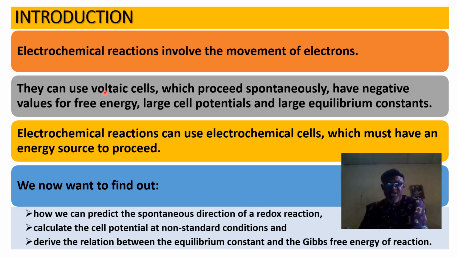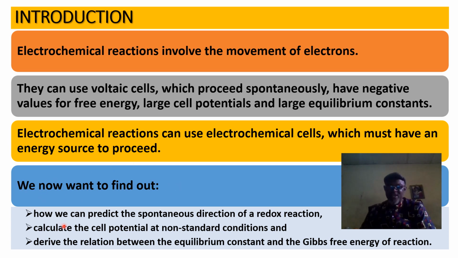Introduction. Electrochemical reactions involve the movement of electrons. They can use voltaic cells, which proceed spontaneously, have negative values of free energy, large cell potentials, and large equilibrium constants. Electrochemical reactions can also use electrolytic cells, which must have an energy source to proceed.